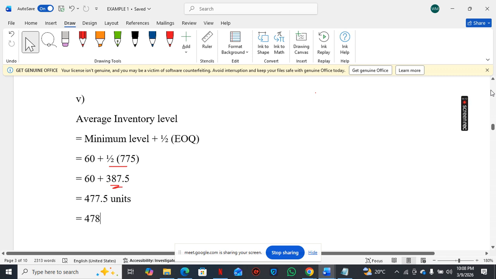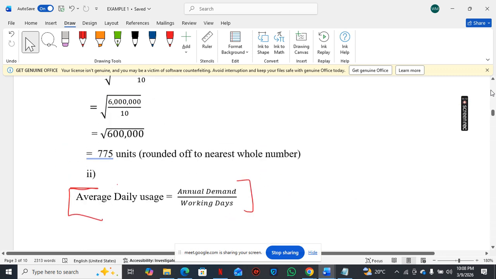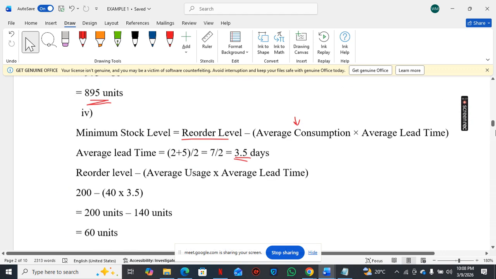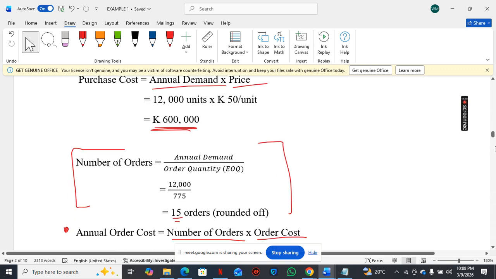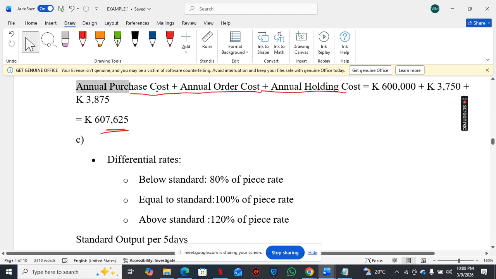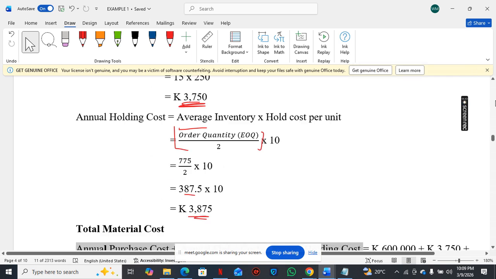Okay. Now we go to part B. Calculate the total annual material cost. So here, total annual material cost is basically the annual purchase cost plus the annual order cost plus the annual holding cost. That is the total material cost.